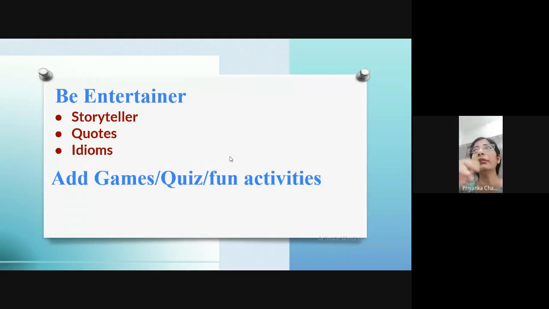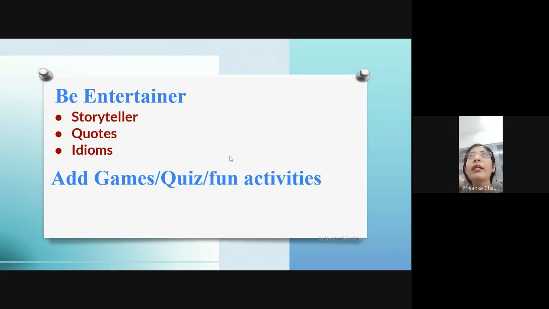The next thing is, as sir said, you should crack jokes in between. So be an entertainer. I'm not saying you should be a comedian of the Kapil Sharma show or of your life. The only thing is, just crack some jokes, use idioms and quotes. You should express your things in such a way that you tell a story. Tell something in the form of a story, so that your audience is attracted and can understand things in a better way.